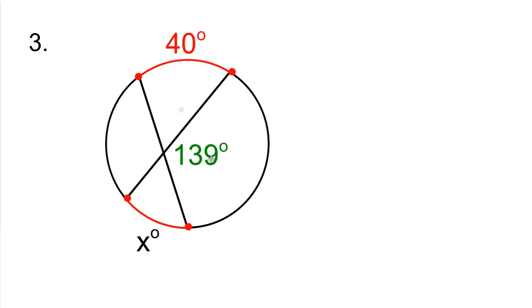Number 3, we have 139, 40, and x. Do you notice anything different about this problem? Okay, so the 139 is not actually the angle that's in between those two. So what we would need to do is find the supplement of it. So if this is 139, the supplement of 139 is going to be 41. Now we can use our formula. So we actually don't even use the 139 except to find the 41.